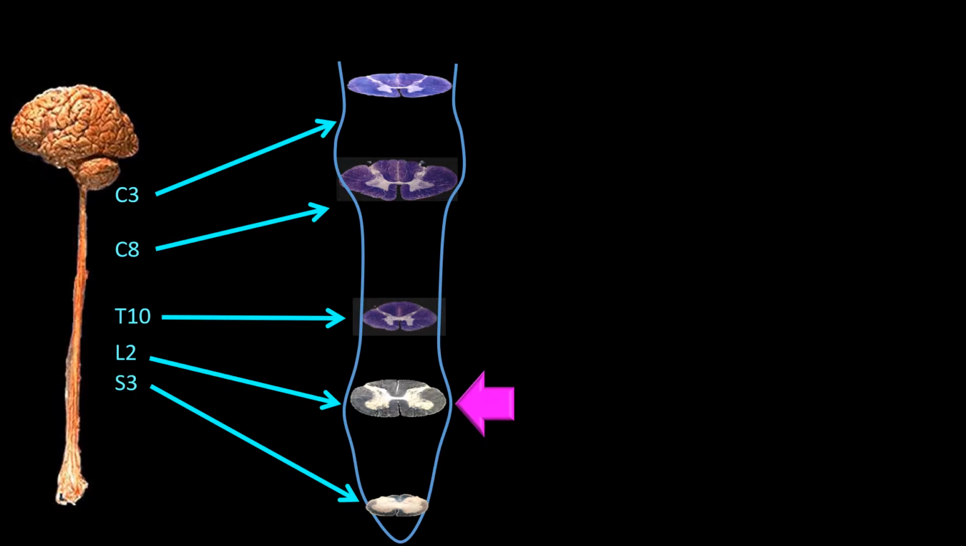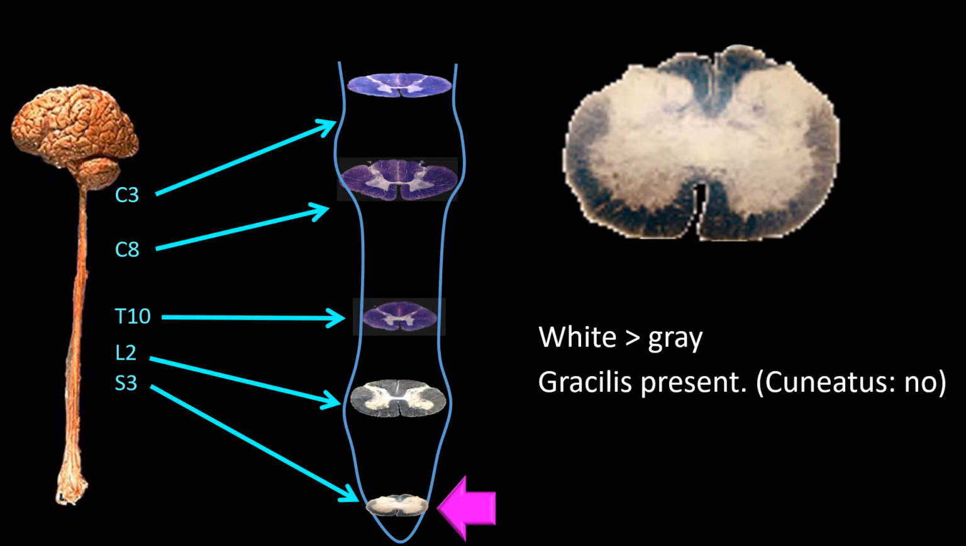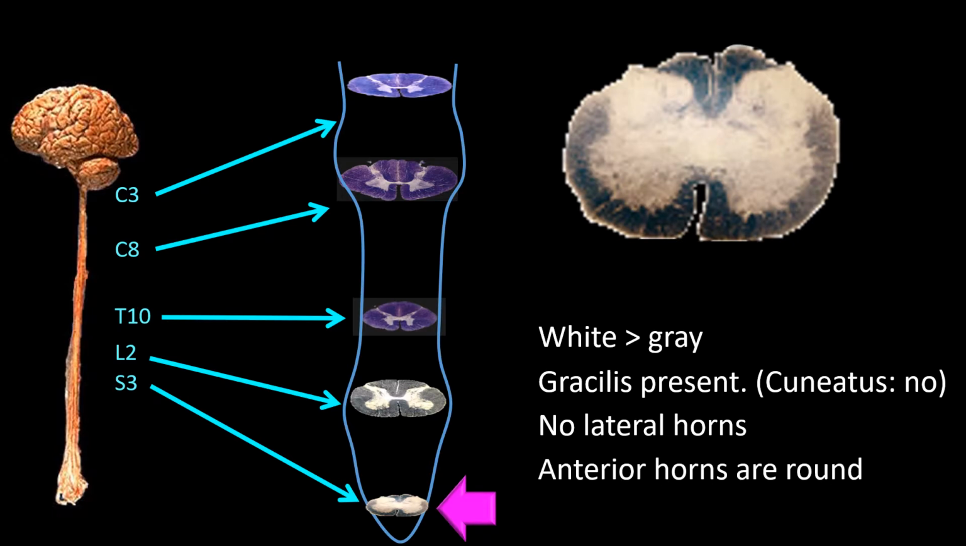From L2 to S3, we find even more differences. There is more white matter here looking dark than gray matter. Gracilis is present, cuneatus is absent. There are no lateral horns. Anterior horns are round. Dorsal and ventral gray span is about equal. So the answer to this question is B.